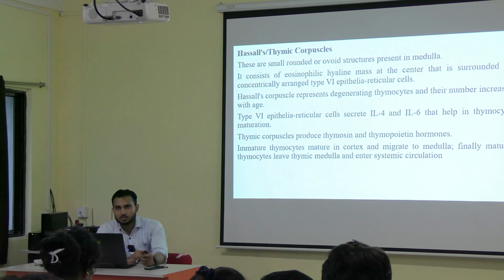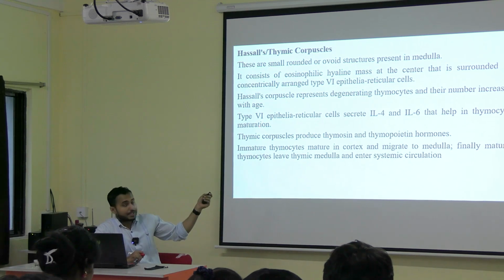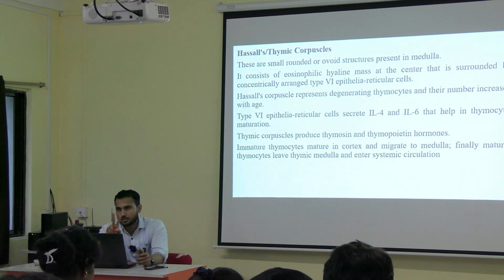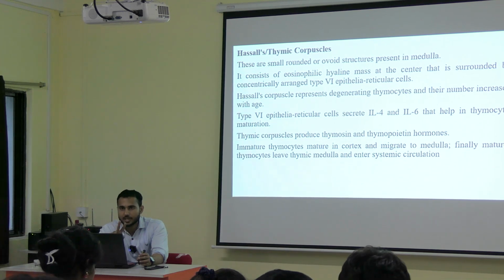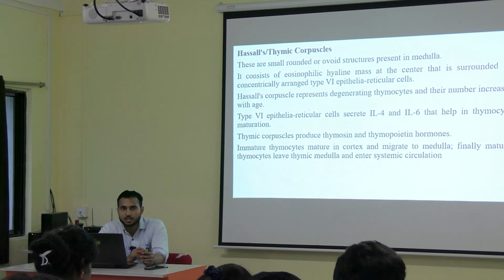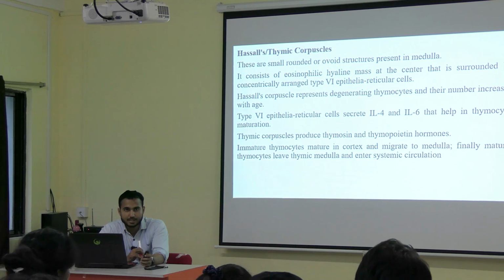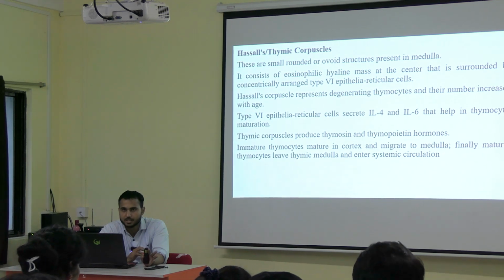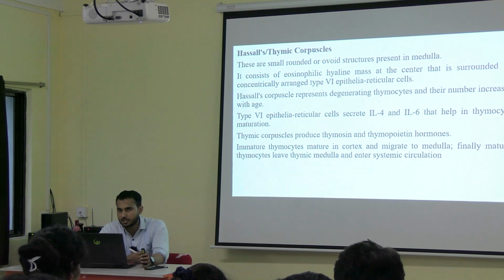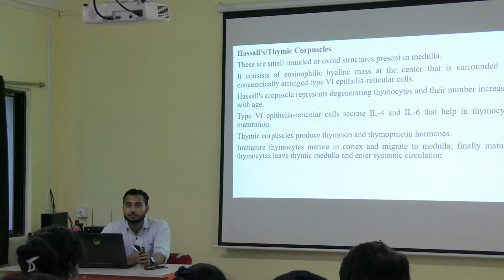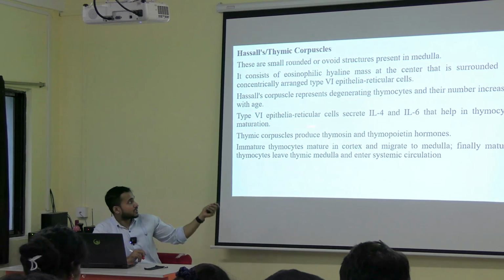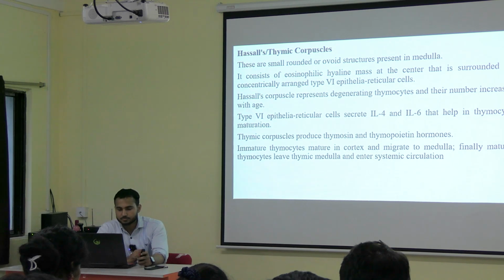Next, the type 6 thymic epithelial cells secrete two important cytokines, that is IL-4 and IL-6. What is the meaning of IL? Yes, interleukins, interleukin 4 and interleukin 6. They are cytokines, and these are very important cytokines. If there is any inflammation or infection in our body, in that response, these are types of signaling proteins. They are secreted by the type 6 reticuloepithelial cells.